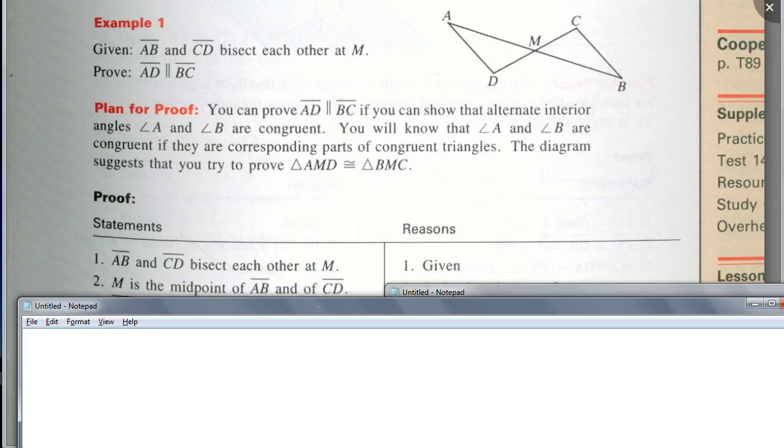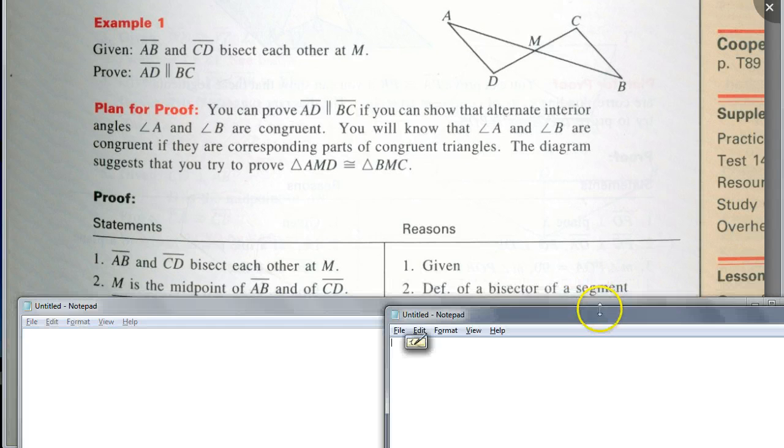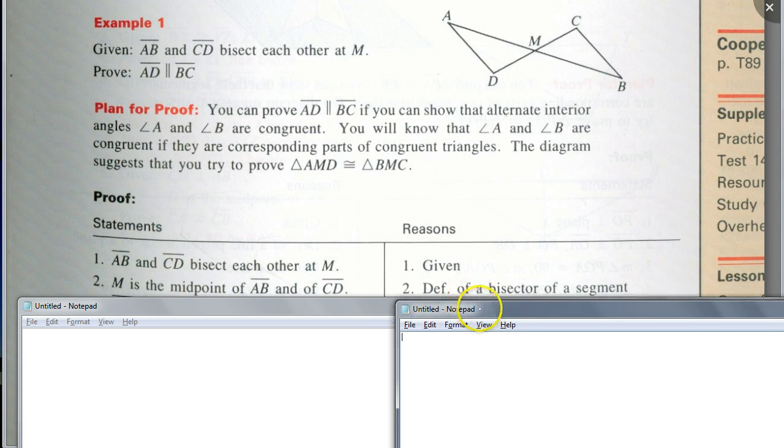And what's the reason for that? Definition of midpoint? Have we said anything about definition of...? Thank you. Definition of segment bisector, or bisector of a segment. Is that okay? Yes. Then afterwards, could we now say AM is congruent to MB and MD is congruent to MC? No. Jonathan, why not? Why can't we say from here that AM is congruent to MB and so forth?